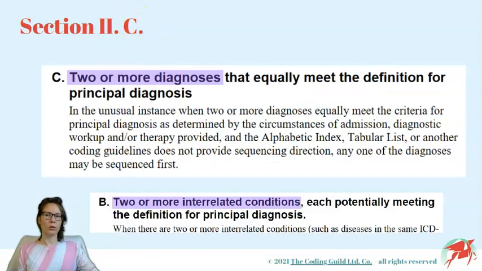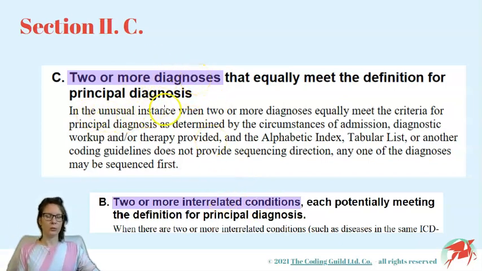Guideline C is almost the same as Guideline B, although this one is talking about diagnoses that equally meet the definition for principal diagnosis but are not interrelated. In B, the conditions were interrelated. Here they just happen to exist at the same time.